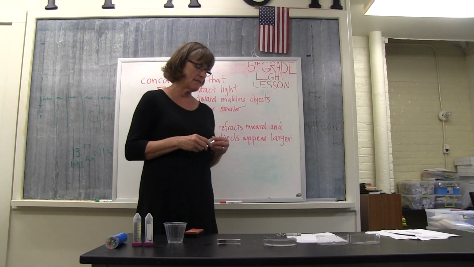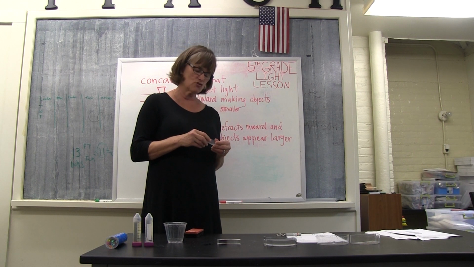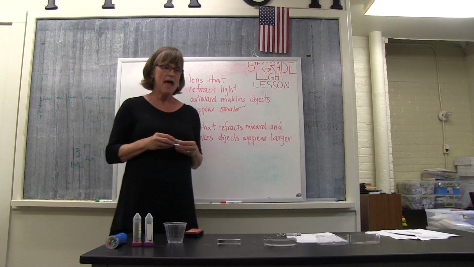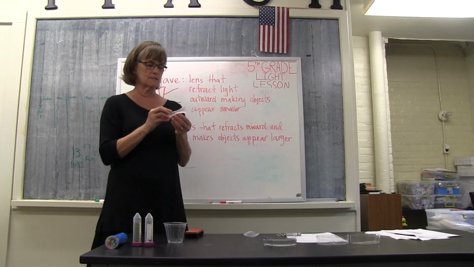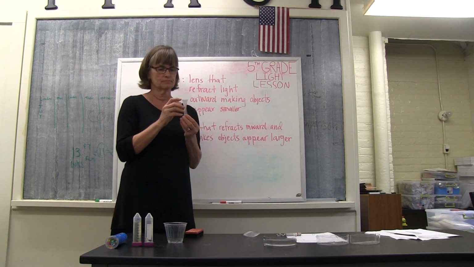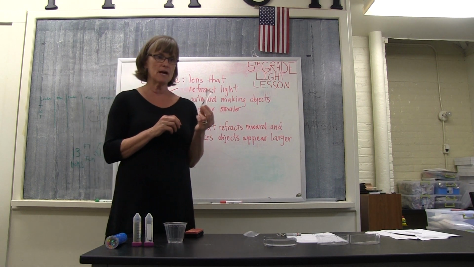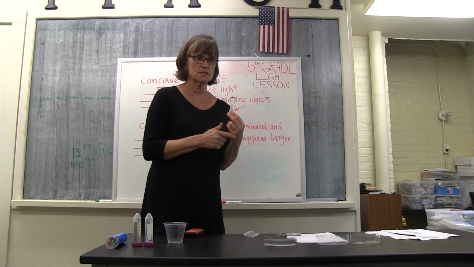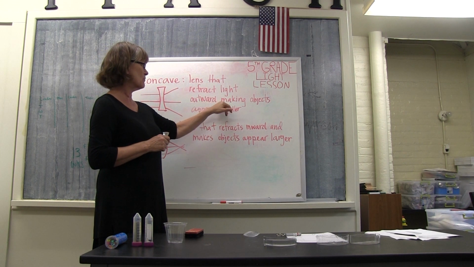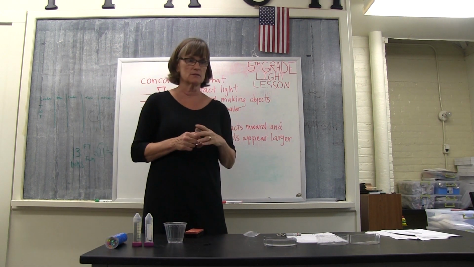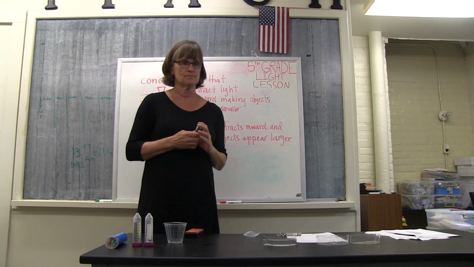Now let's talk about how the light behaved as it traveled through each of the lenses. How did the light travel through the concave lens? It was refracted outward. Okay, all right. So it bent outwards. And just like we wrote in our definition, the light travels outward, making objects appear smaller. Make sure that's in your journal, students.